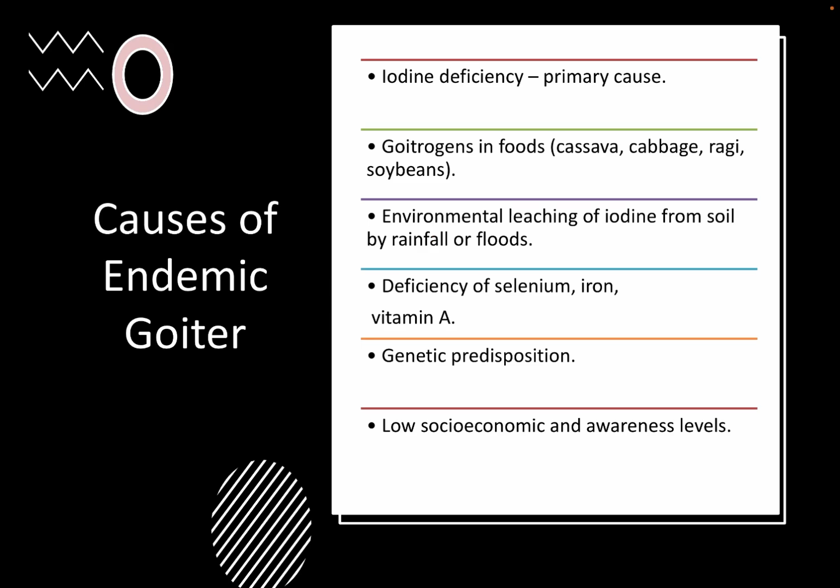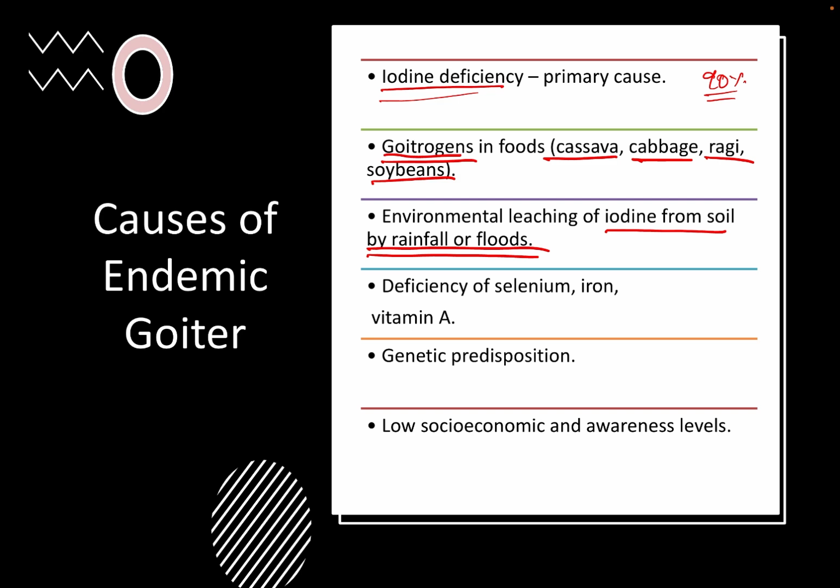So, what are the causes of endemic goiter? The primary cause is iodine deficiency. This alone constitutes 90% of endemic goiter. Then, prevalence of more goitrogenic food in the diet, like cassava, cabbage, ragi, or soya beans. Environmental leaching of iodine from soil by rainfall or floods can result in iodine deficiency in the soil, resulting in poor iodine consumption in the diet.